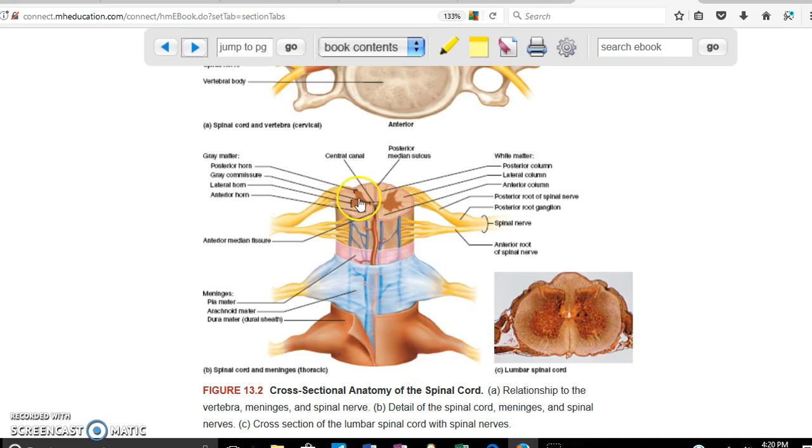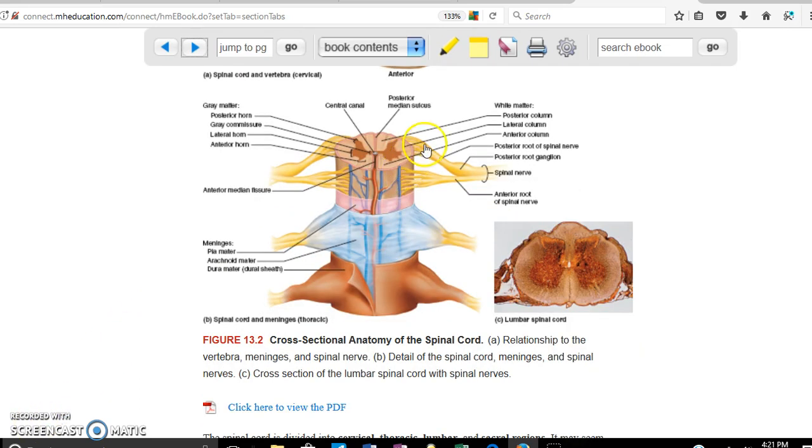The gray matter is connected by this area right here in the middle. That's called the gray commissure. In the middle of the gray commissure, we're going to have a hole. This hole is called the central canal. The central canal will allow the flow of the cerebrospinal fluid through your spinal cord. And posterior to the central canal, you're going to have the posterior median sulcus. And anterior to the central canal, you're going to have the anterior median fissure.